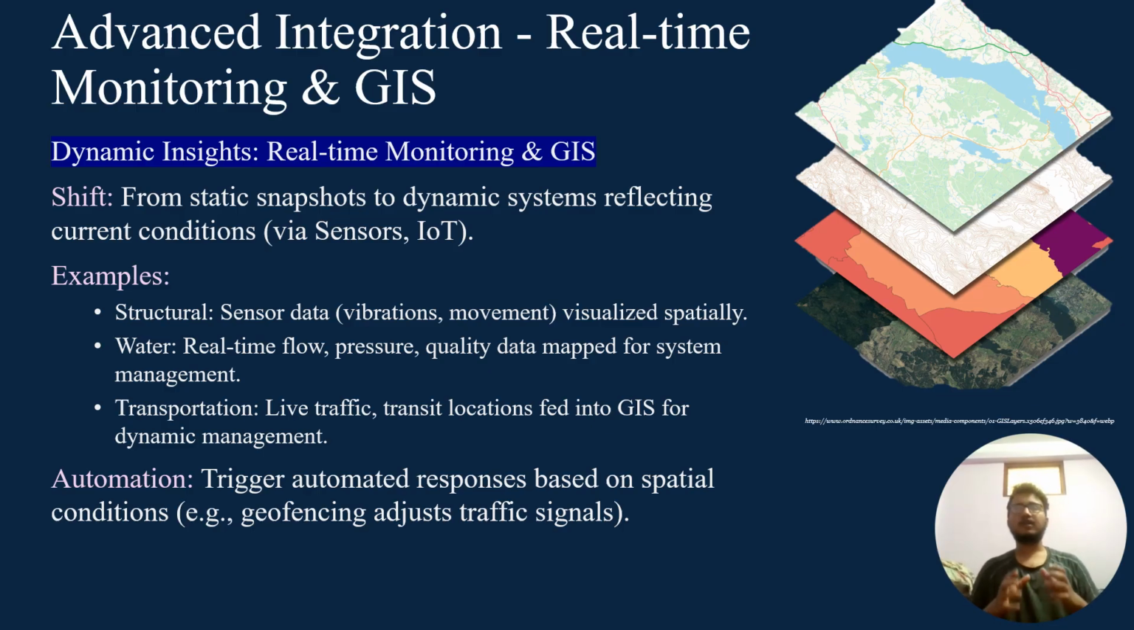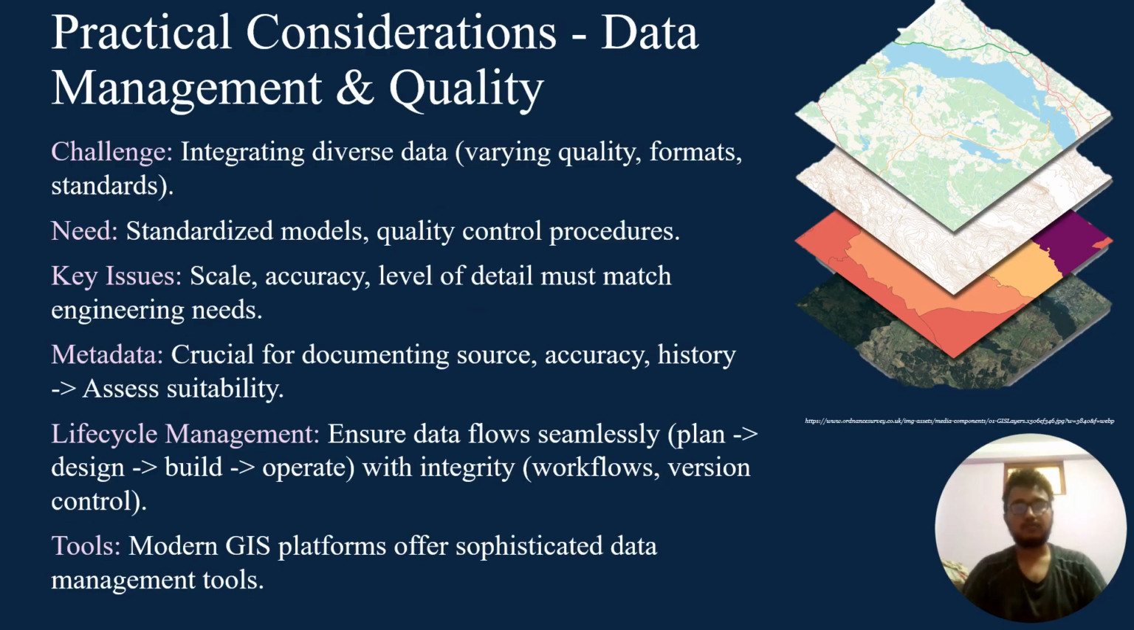What makes this integration particularly powerful is the ability to trigger automated responses based on spatial conditions. Geofencing capabilities in modern GIS platforms can initiate actions when monitored parameters exceed a threshold within specific areas. For example, we can automatically adjust the traffic signal when congestion forms at key intersections. So this is the advantage we can have integrating the real-time data with the GIS platform.